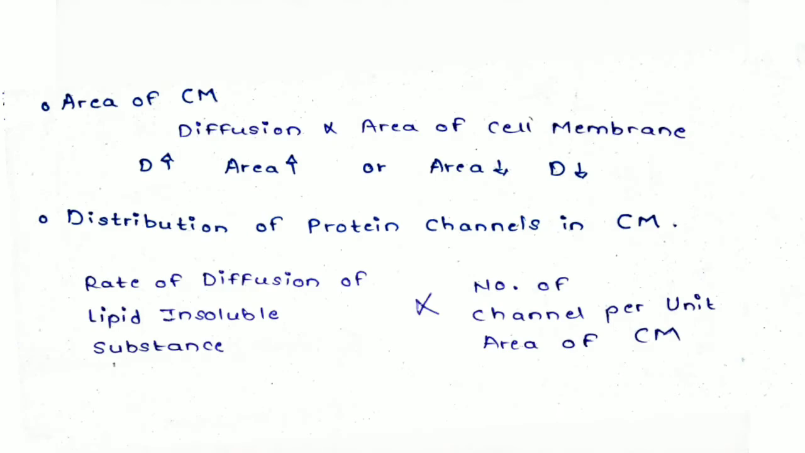The fifth point is area of membrane. Diffusion is directly proportional to the area of the membrane. Larger the area, larger will be the rate of diffusion. The sixth point is distribution of protein channels in the cell membrane. The rate of diffusion for lipid insoluble substances is directly proportional to the number of channels present in a cell membrane. As you know, a lipid bilayer is there in the cell membrane, so for lipid insoluble substances to pass through, we require protein channels. If the number of protein channels increases, then the rate of diffusion for lipid insoluble substances can increase.